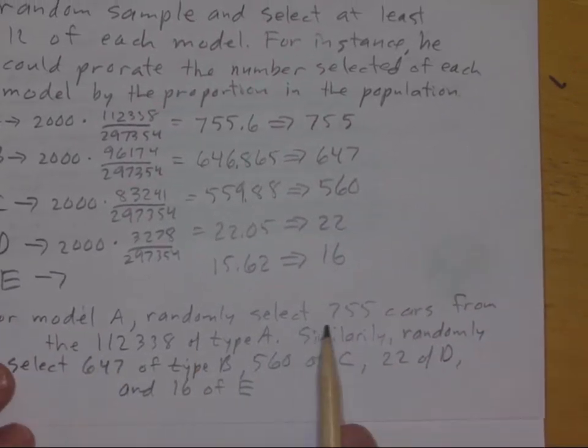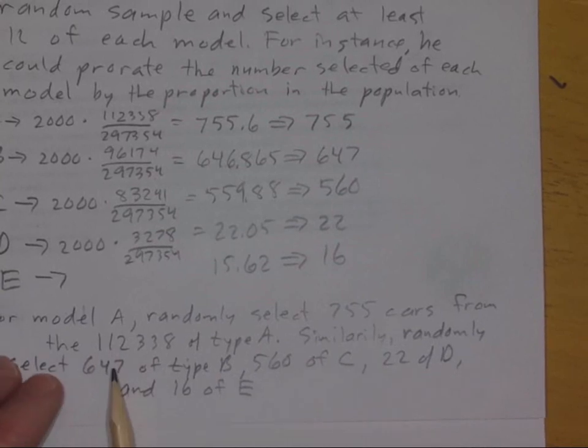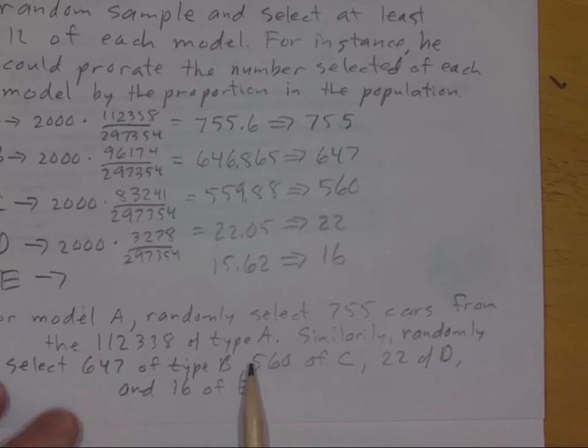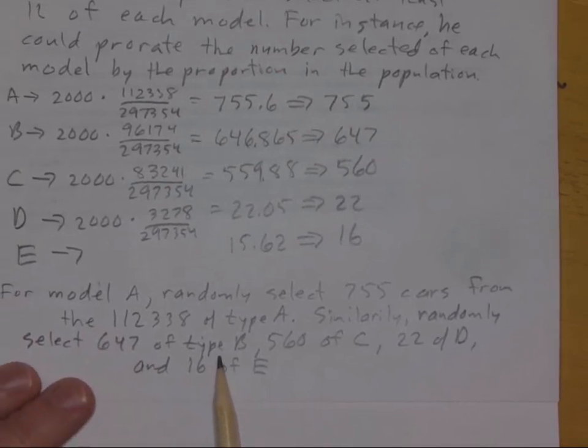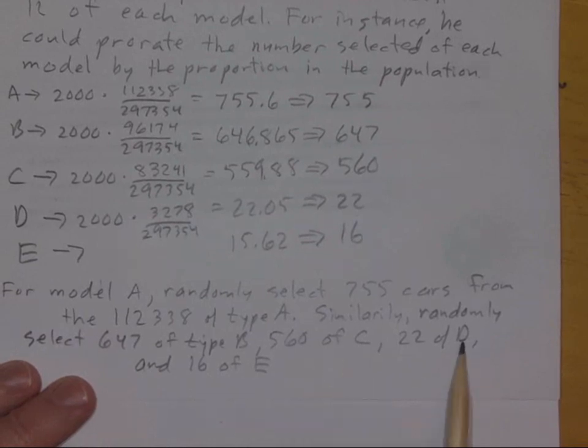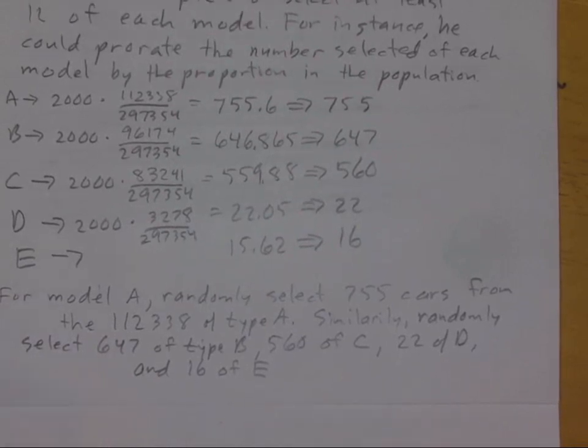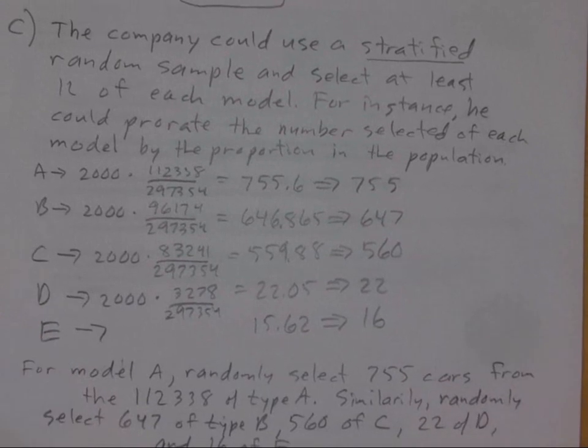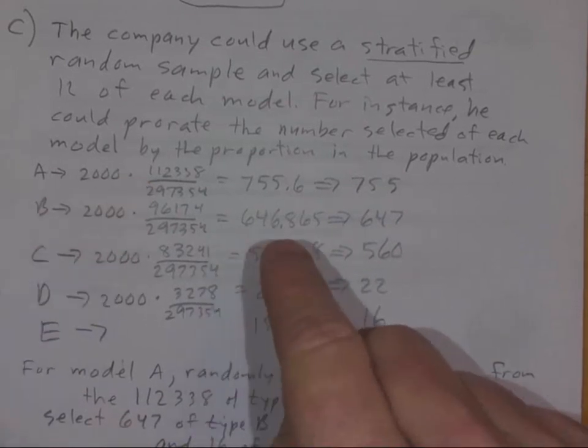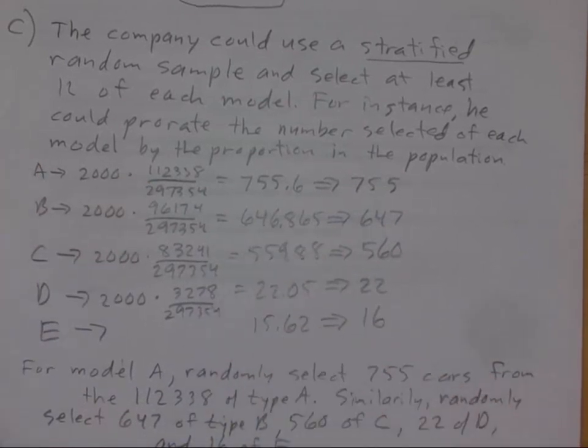And then I just said, for Model A, you'd randomly select 755 cars from the 112,338 of Type A. Similarly, randomly select 647 from Type B, and 560 from C, 22 of D, and 16 of E. So now, like I said, you didn't have to state it as completely as I did. You just had to say you do a stratified sample and make sure and get at least 12 from each group. So therefore, from each group, randomly select at least 12 is what you basically had to say there.